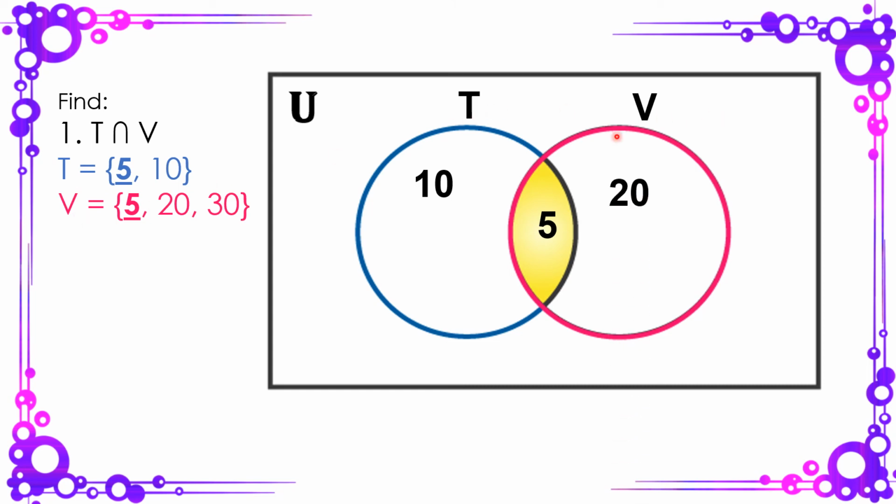And then we are done with T. So next is V: 20. So do not write 5 because we already wrote it. And then we have 30. So this is the Venn diagram for T intersection V. And if we are going to list the answer, T intersection V is equal to {5}. Or just simply look at the shaded region here. So the answer is T intersection V is equal to {5}.